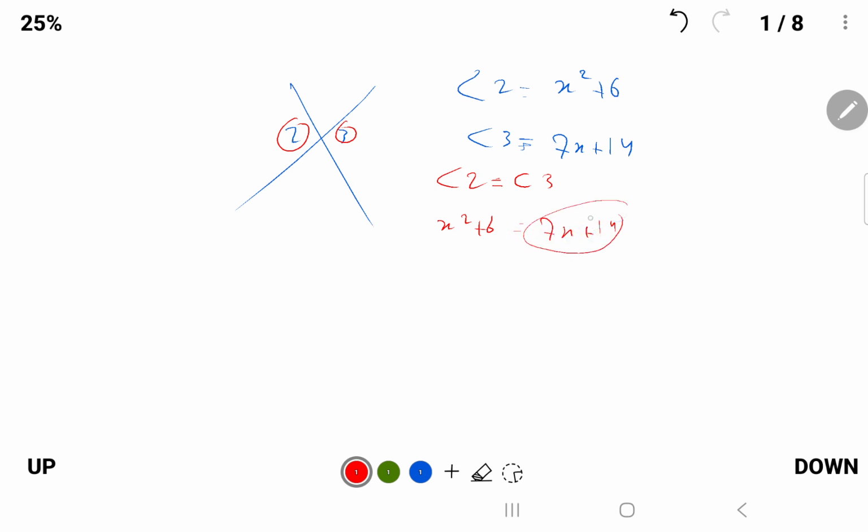Now we move 7x plus 14 from right to the left. So x squared minus 7x plus 6 minus 14. Now 6 minus 14 is equal to minus 8. So x squared minus 7x minus 8.